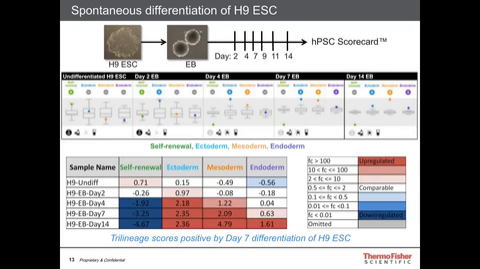As EB formation progresses from day 4 to day 14, the scores for all three germ layers continue to increase with a concomitant decrease of self-renewal genes. The table below with the scores corroborates the same pattern. Red denotes upregulation and blue denotes downregulation.